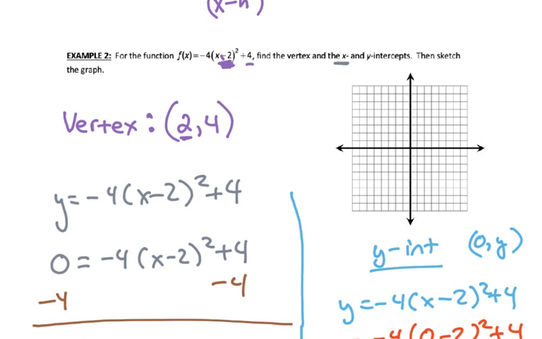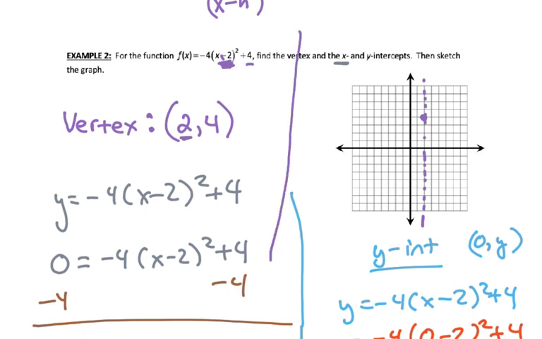So let's start with 2, 4. So 2, 4 is going to go, here's 2, and 4 is going to go 1, 2, 3, 4. So we're right there. There's 2, 4. Okay. Now, if that's the vertex, then we also know that we have a line going straight down here, which would be the axis of symmetry.